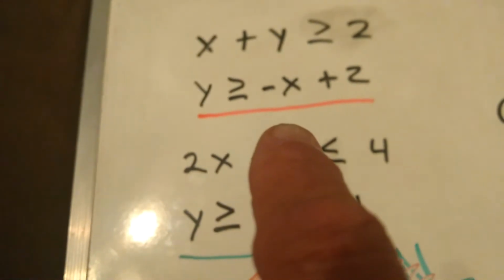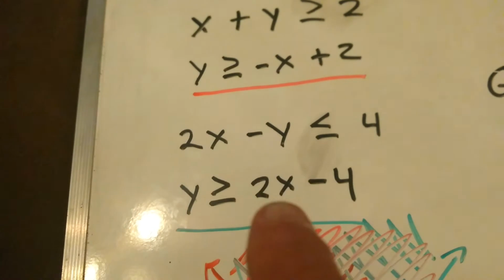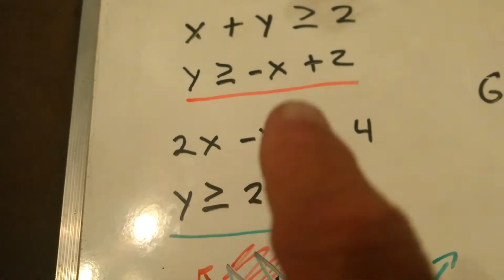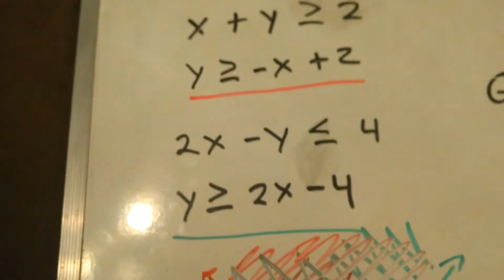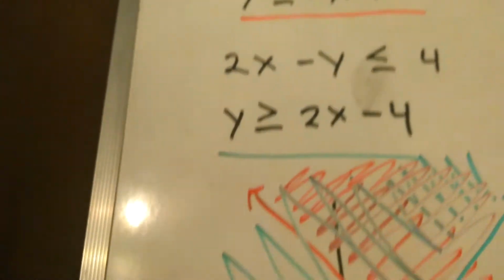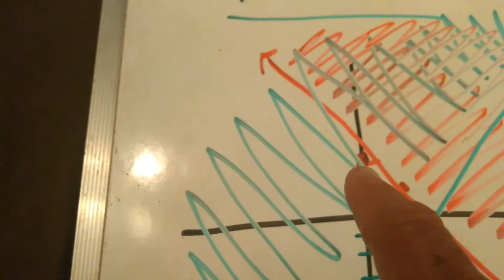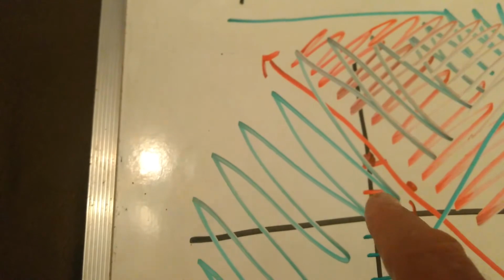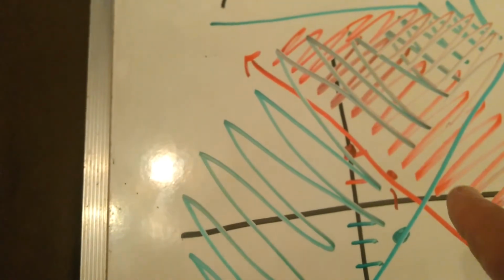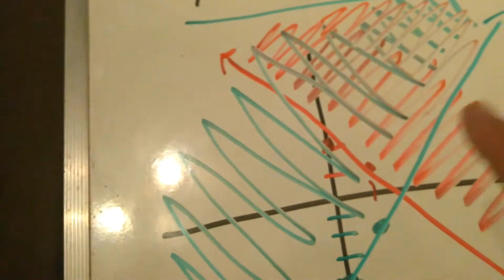I put this red line here because I'm going to graph this and shade it in red. I put this green here because I'm going to graph it and shade it in green. So negative x plus 2 puts the y-intercept at 2, come down 1 over 1. Here's a solid red line. It's greater than or equal to, so we're shading above the line.